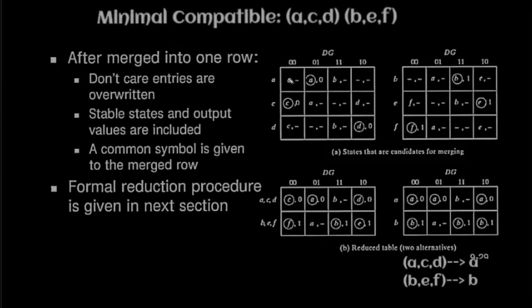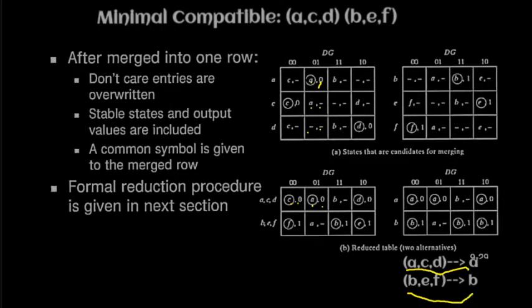In the first column, C, stable C, C, the entry should be stable C. Don't care, 0, don't care, the entry should be 0. Stable A, don't care, the entry should be stable A. 0, don't care, the entry should be 0. Similarly, I fill all the other cells. I can use a common letter symbol for the states of the merged row. So let A, C, D be replaced with A and B, E, F be replaced with B.